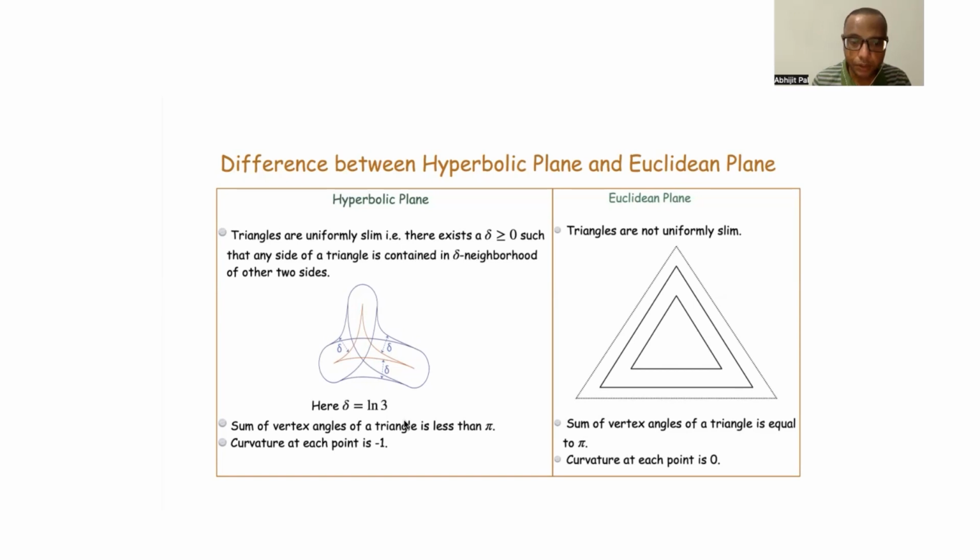In hyperbolic plane, we have also seen that the sum of the vertex angles of a triangle is less than pi, whereas in Euclidean plane, the sum of vertex angles of a triangle is equal to pi. And this fact we have not seen, but it can be checked if you have done Riemannian geometry. Curvature at each point of this hyperbolic plane is -1, whereas the curvature at each point of this Euclidean plane is 0.